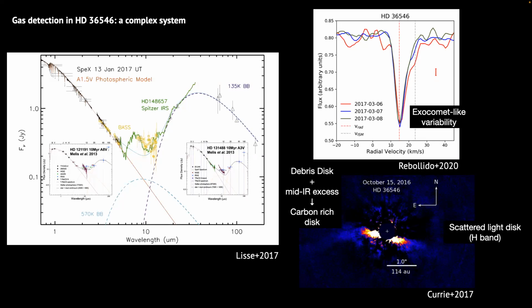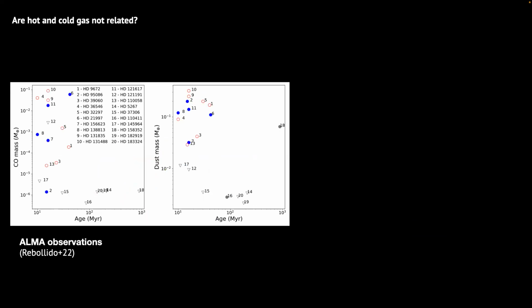So there's a lot going on in the system. We just have to find the planets, we have to go look for them. So maybe with James Webb, who knows?